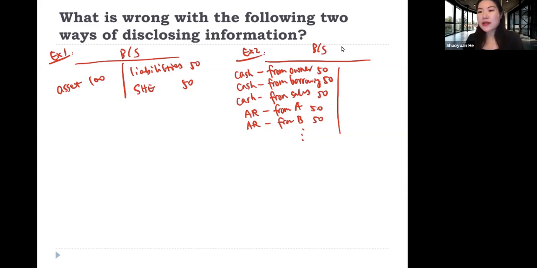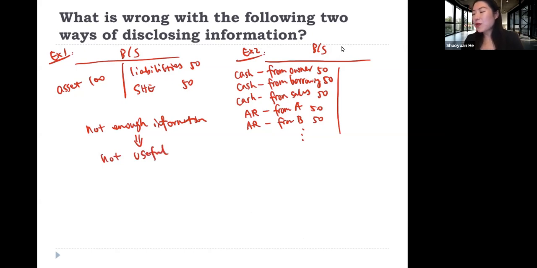So what is wrong with the first way of making a balance sheet? That is too simple, right? There's not enough information here. So if I'm a firm, I just make my balance sheet this way: my asset 100, liabilities 50, shareholders' equity 50, that's it. Is this balance sheet useful for investors? Probably not, right? That's too simple, not enough information.